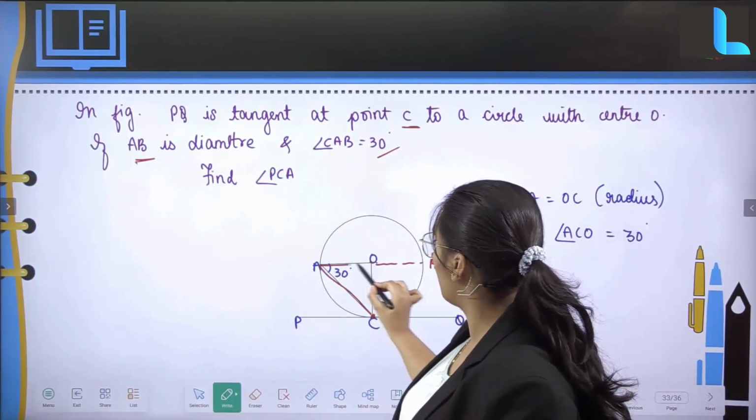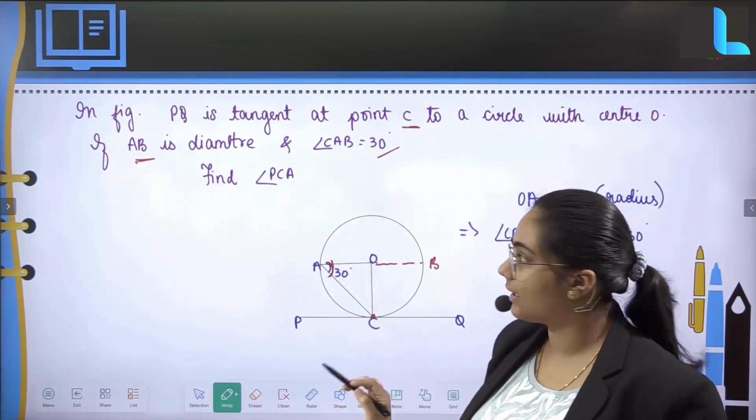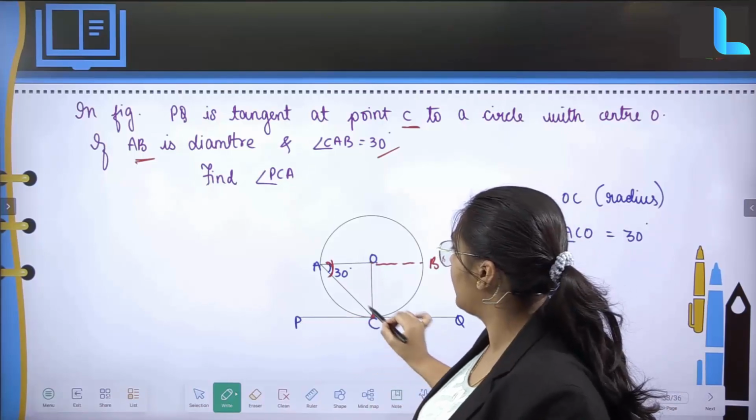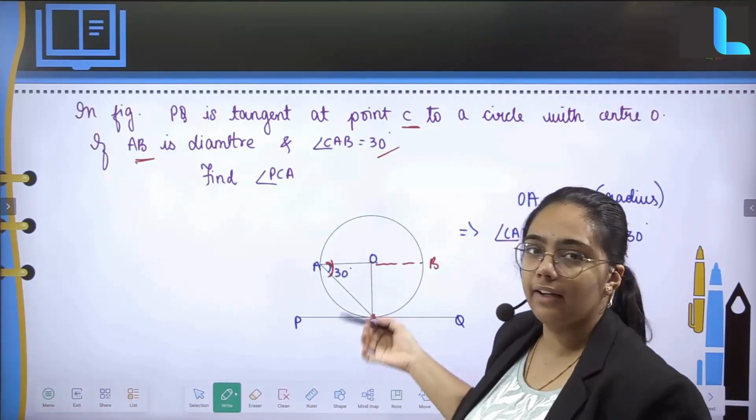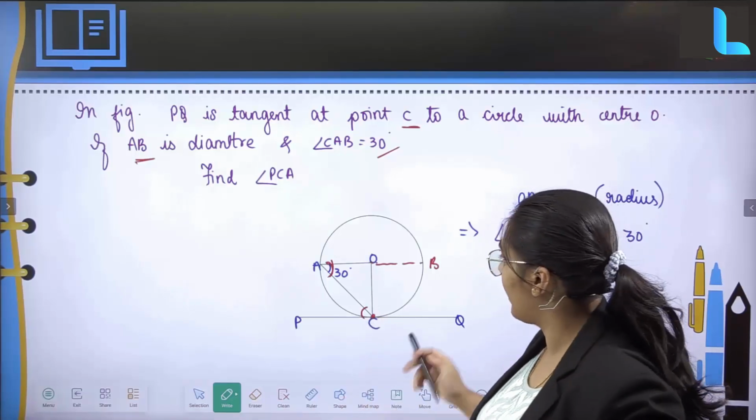This angle CAB, this whole thing, they have specified to be equal to 30 degrees. So you basically have to find out angle PCA. Now before proceeding, how are we going to find it out?